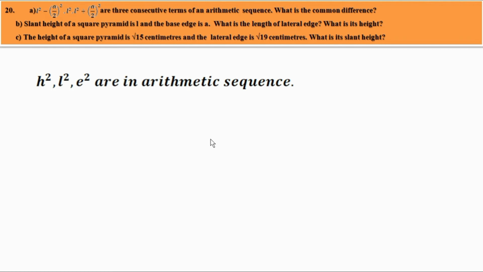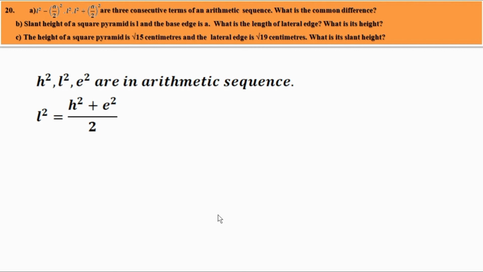So we can say H square, L square and E square are in arithmetic sequence, and again they are three consecutive terms of this arithmetic sequence. When we take three consecutive terms, we know the second term is half the sum of the other two terms. So we can say L square is equal to (H square plus E square) by 2.